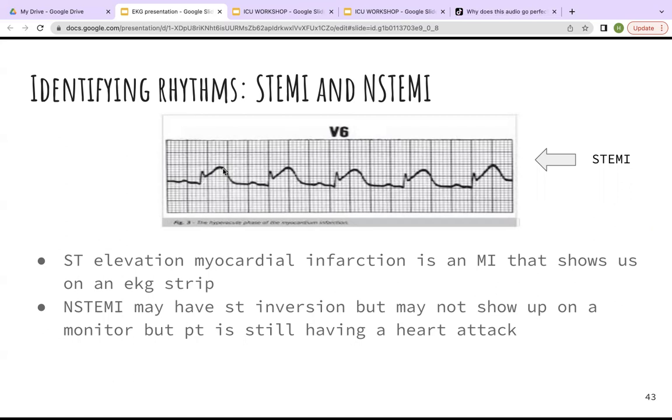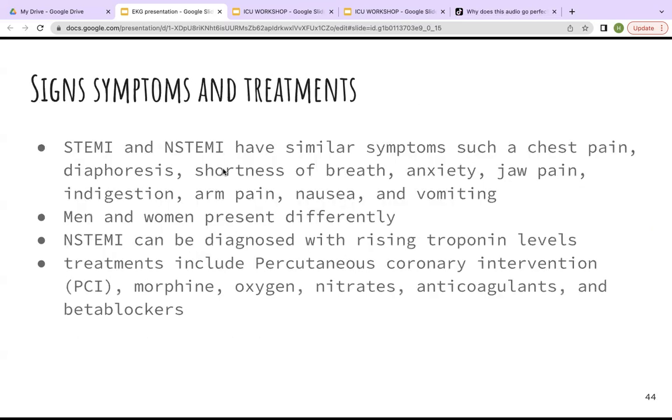How we're going to identify if someone's having an NSTEMI, we're going to assess them because they're going to have the same symptoms as a STEMI patient. And then we're going to do labs like troponins and trend the troponins to see if they're having a heart attack. Signs and symptoms of these are very similar. They're going to have chest pain, sweating, shortness of breath, anxiety, jaw pain, indigestion, nausea, and vomiting.